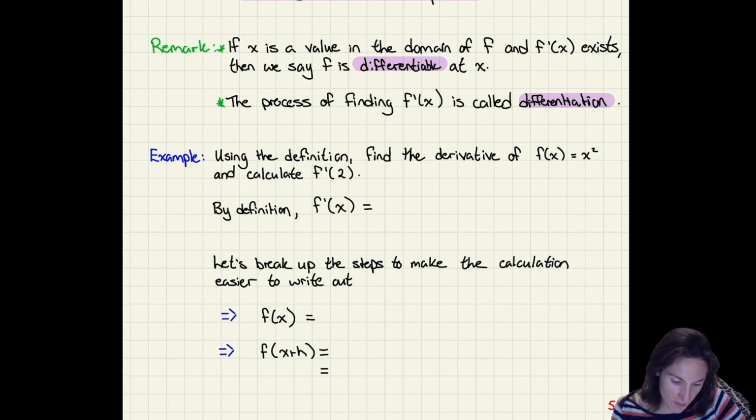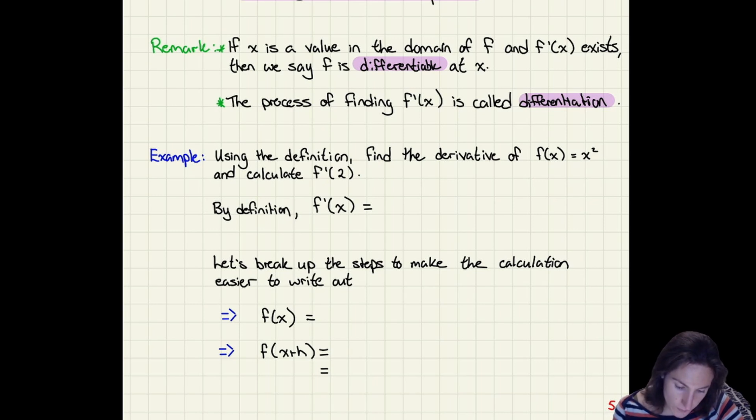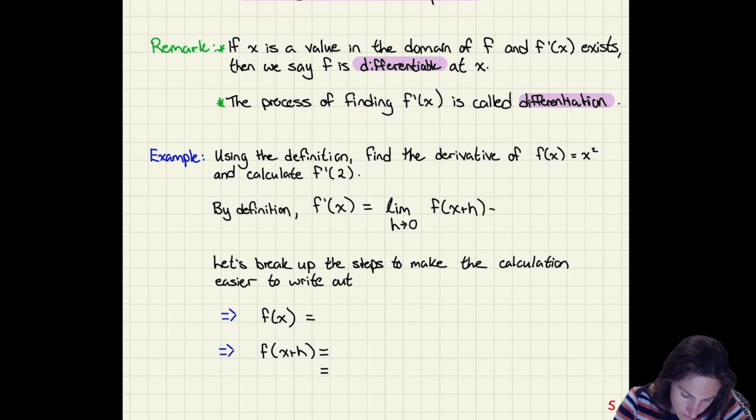Okay. Now let's do an example where we find the derivative. So not now just at a particular point, but in general. So for all the x in the domain. So let's find the derivative of f of x is equal to x squared, and then afterwards, we'll see what it is at 2. So by definition means you have to do it using the definition. The definition is with the limit. So the limit as h goes to 0 of f at x plus h minus f at x all over h.